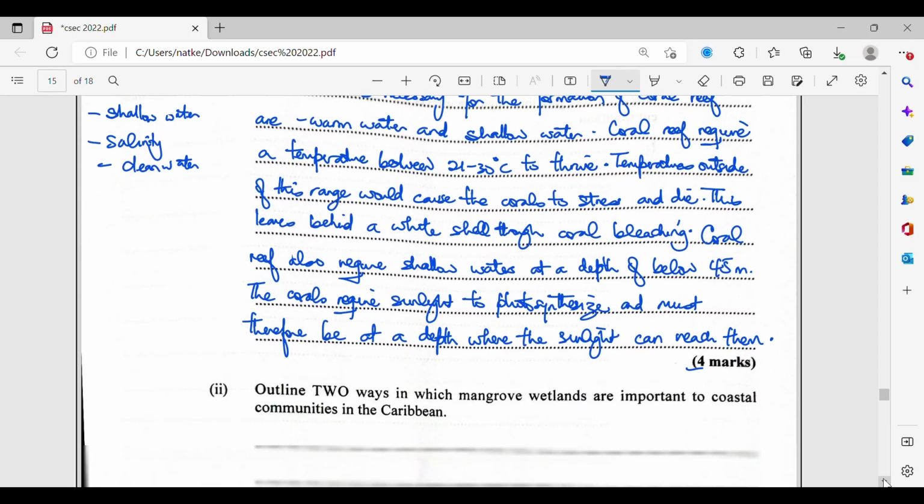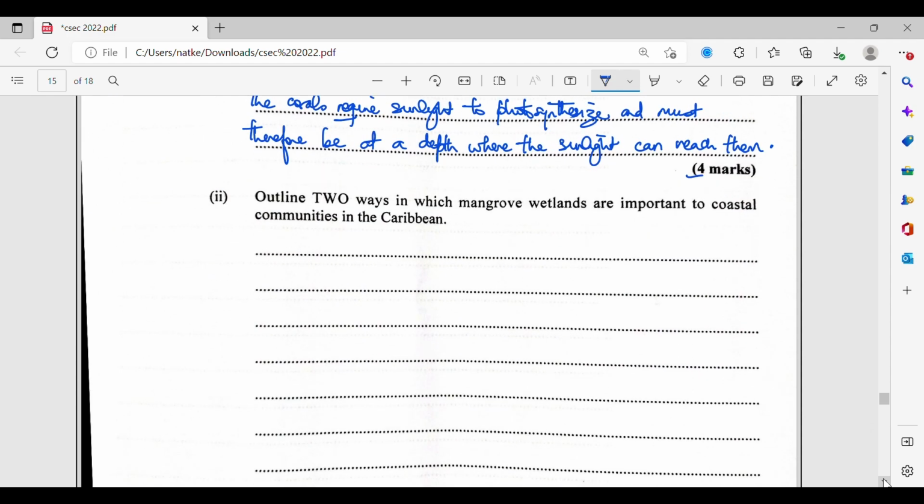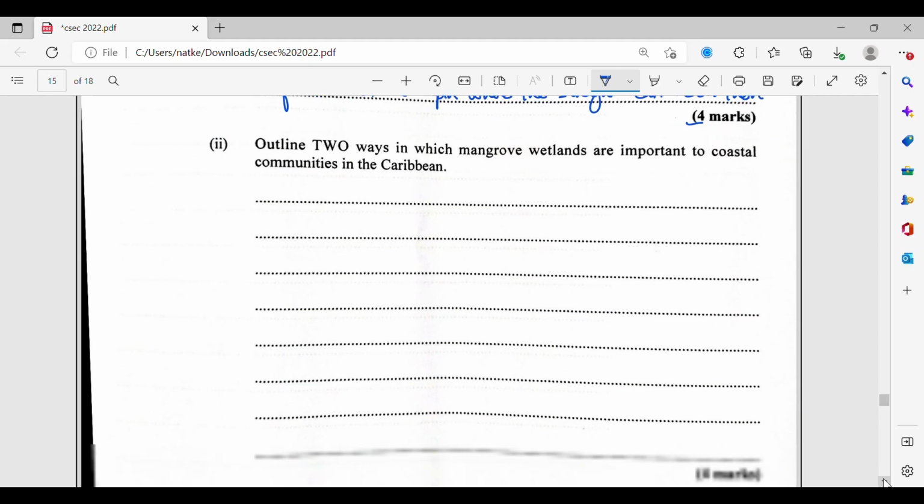All right, that takes us to the next question. It says, outline two ways in which mangrove wetlands are important to coastal communities in the Caribbean. Basically, they're asking you two benefits of mangrove wetlands, but they're asking you to outline it. It's two of them, and it is 2 marks each.